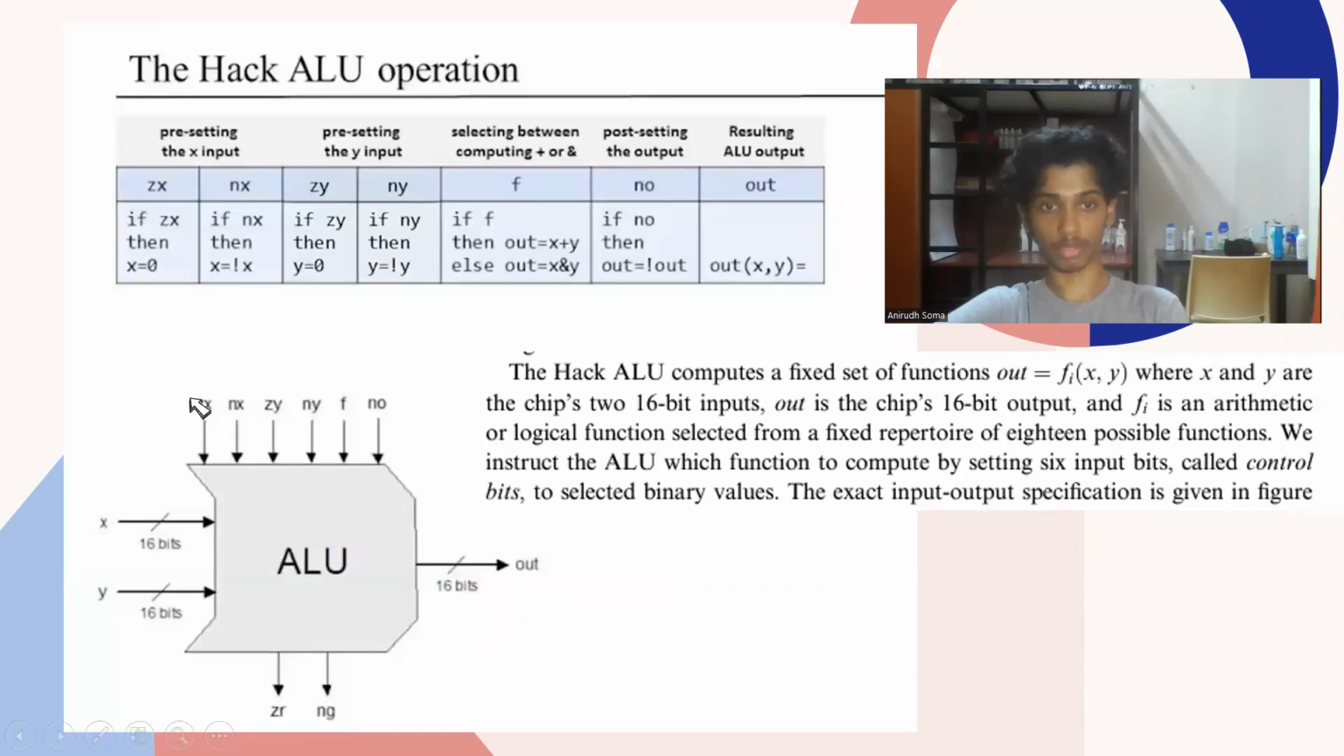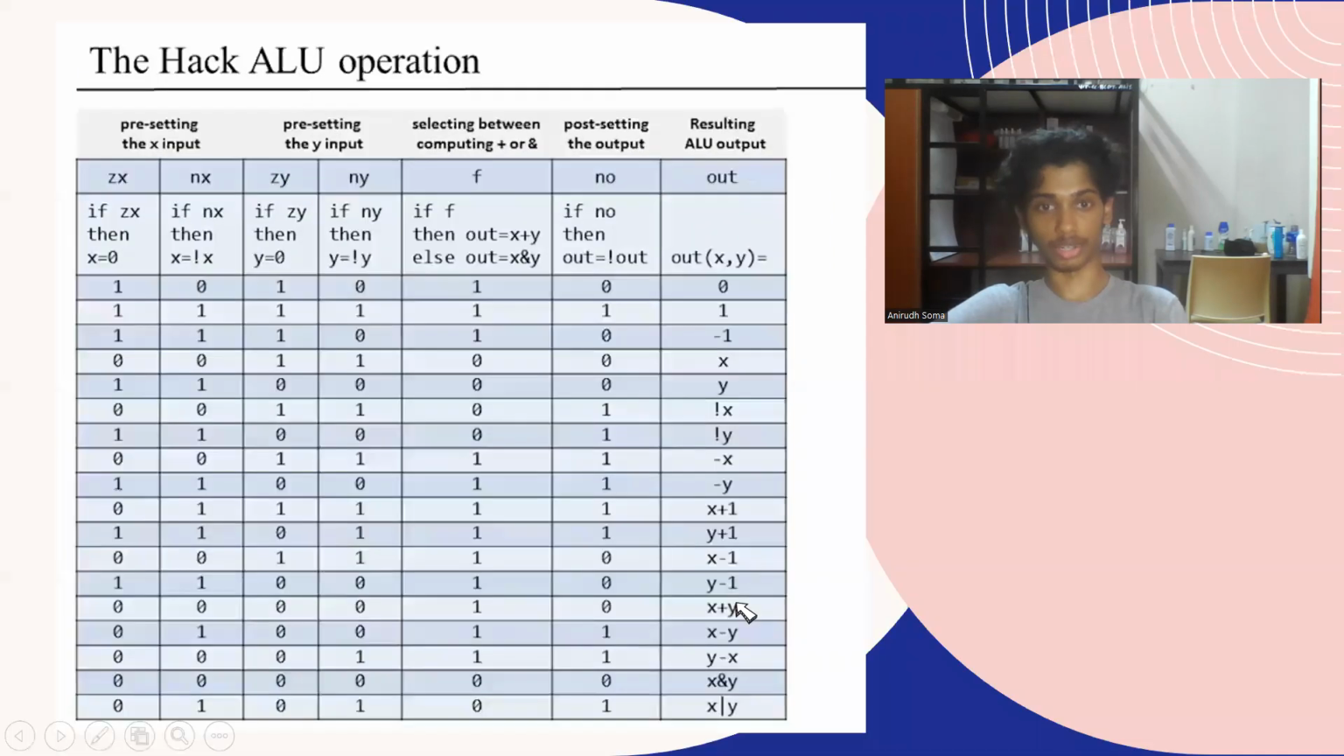So we set these 6 input bits on the basis of our program. We look at our requirements and set each one according to the output that we desire. We can choose from 18 possible functions, and once we set the function and choose the control bits, we can generate the output. We preset the X input first by using the ZX and NX control bits. Using the same procedure, we preset the Y input. Once we do that, we select between computing AND or the arithmetic operation. Then we post-process the output and the result can be generated.